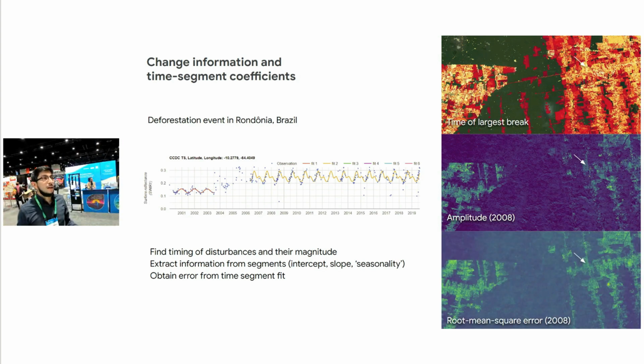Or you could take a look at things like the root mean square error, which correlates with how well the segments are fitting to your data. And sometimes that's important because landscapes that are more stable are going to have lower RMSEs. Landscapes that are more variable and changing will have higher RMSEs, and sometimes that's useful for classification or for detecting things that you might be interested in.